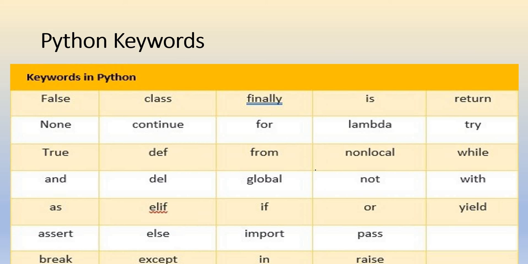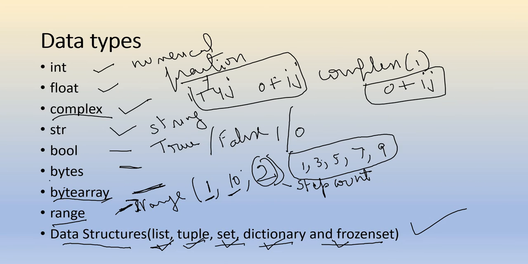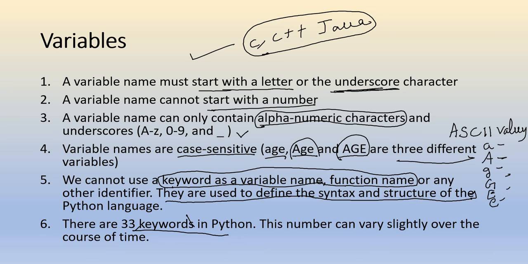So these are all the examples. These are the literals, and these are the keywords. And id and type can be used: id returns the identity, and type is used to determine which data type the particular variable is. And then these are the data types, and then the variables and variable rules and regulations.